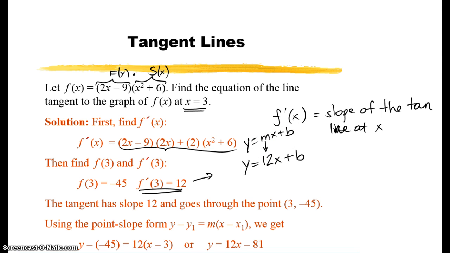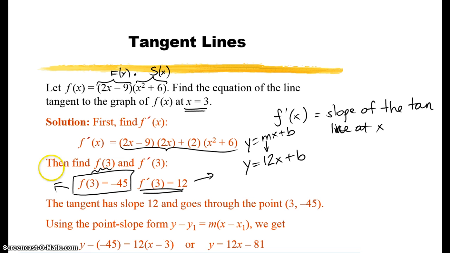But now how do we find this b? Well, we need a point on our line. And that's why we find f of 3 here, which is negative 45. Right? This tells us the point (3, negative 45) is on the graph. Why do we need this? Because we know how to find the equation of a line knowing its slope and a point on the line. We could use the point-slope form, which is what they did here.